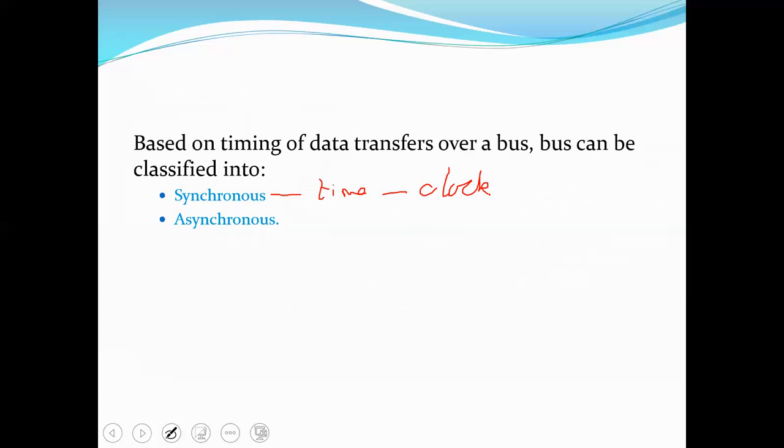Next is asynchronous. In asynchronous transfer of data through the buses, there is no fixed time. It can take any number of clock cycles, but always in the system the operations are done faster; they try to be completed faster. We'll see the synchronous and asynchronous groups in detail next.